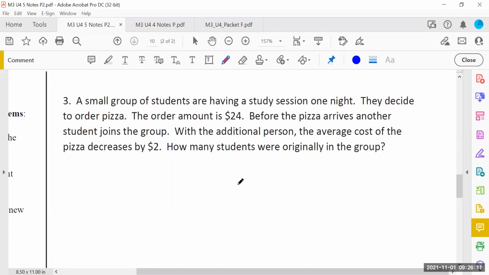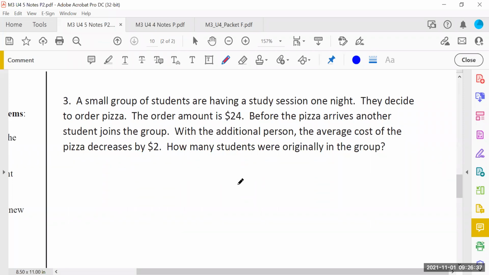Small group of students are having a study session one night. They decide to order pizza. The order amount is $24. Before the pizza arrives, another student joins the group. That person's not getting a free ride. So with the additional person, everybody's going to chip in. The average cost of the pizza, the amount that each person has to pay, goes down by $2. How many students were originally in the group?